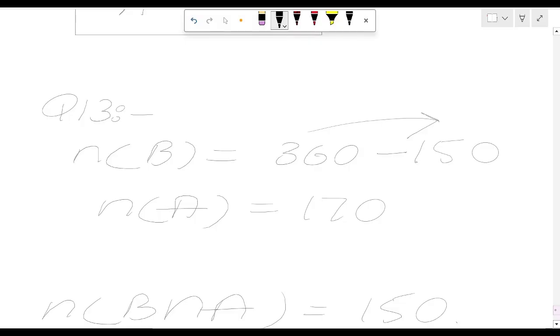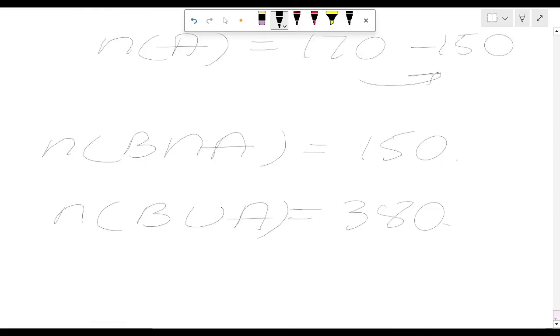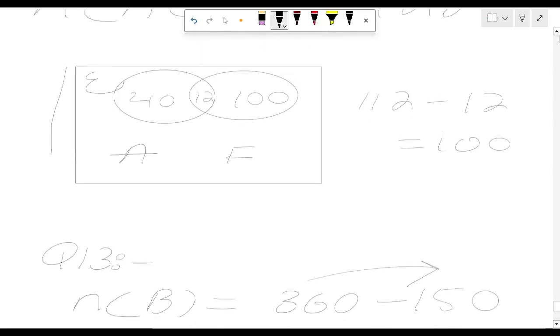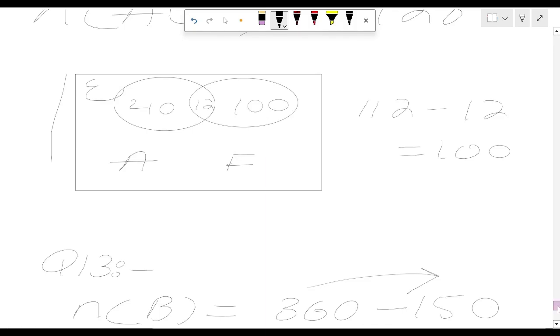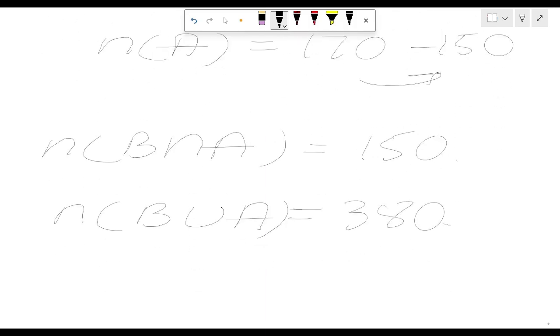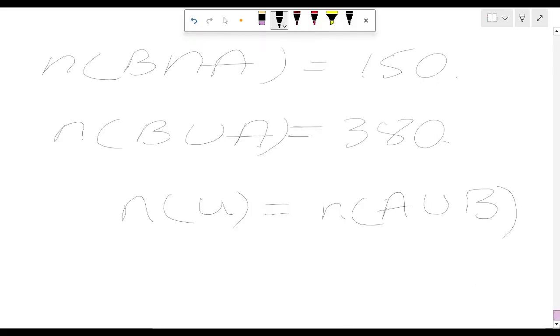Then you have A. What does A stand for? A stands for activities. So if 170 is subtracted from 150, you will find the students that just like doing activities only. And then if we want to find the union, the total number of students in the school, we will add these values. So the resultant values, when we add them, will be equal to the universal set, or the union of A and B. So this will be your answer.